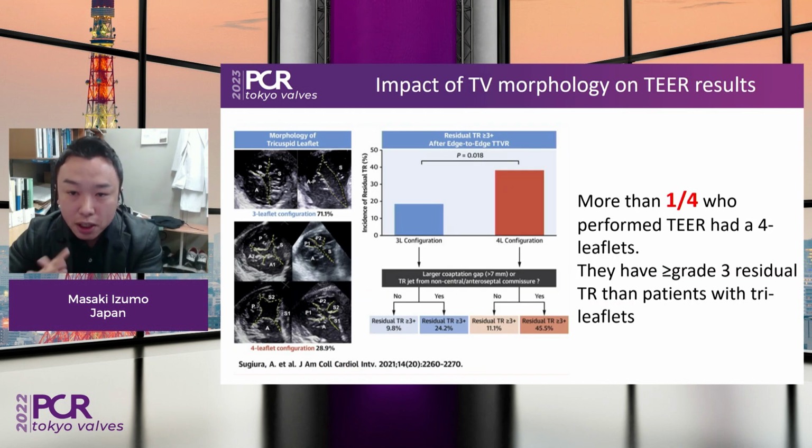The number of leaflets also influences procedure results. Dr. Sugiura reported that more than a quarter of patients who underwent edge-to-edge repair had four leaflets. They had grade 3 or more residual TR more often than patients with three leaflets.